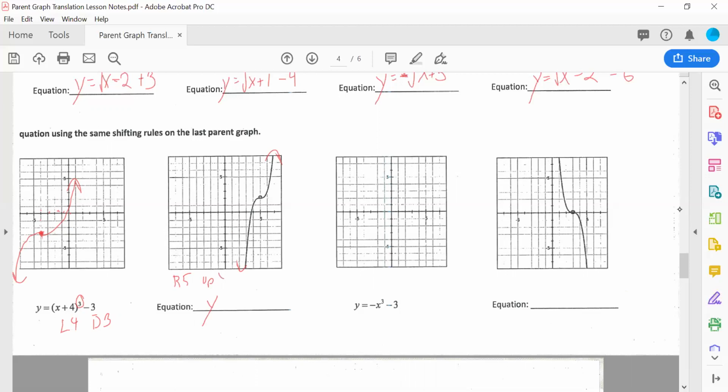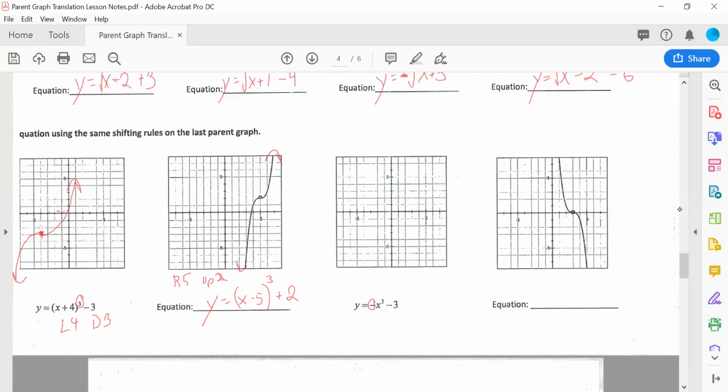So it's going to be y equals to the right 5. So that's x minus 5 cubed. The exponent always goes outside the parenthesis, never inside the parenthesis. And then up 2, so plus 2. All right, negative x to the 3rd, or negative x cubed minus 3.